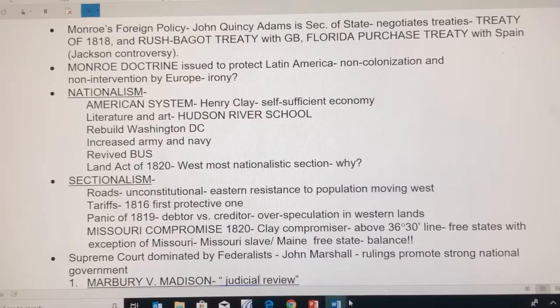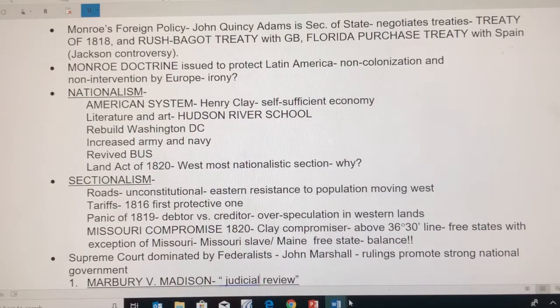We're going to see John Quincy Adams is going to be the Secretary of State for Monroe, and he's going to negotiate the Treaty of 1818 that basically establishes the 49th parallel. Also, he negotiates the Rush-Bagot Treaty that demilitarizes the Great Lakes. We rush to the Great Lakes and we bag up all the weapons. He also negotiates the Florida Purchase Treaty because Andrew Jackson was sent down there to establish rule and order, and he kind of goes crazy and kills a lot of people, sets $5 million in damage. But the Florida Purchase Treaty will give us our control of Florida, but the U.S. will give up claims to Texas.